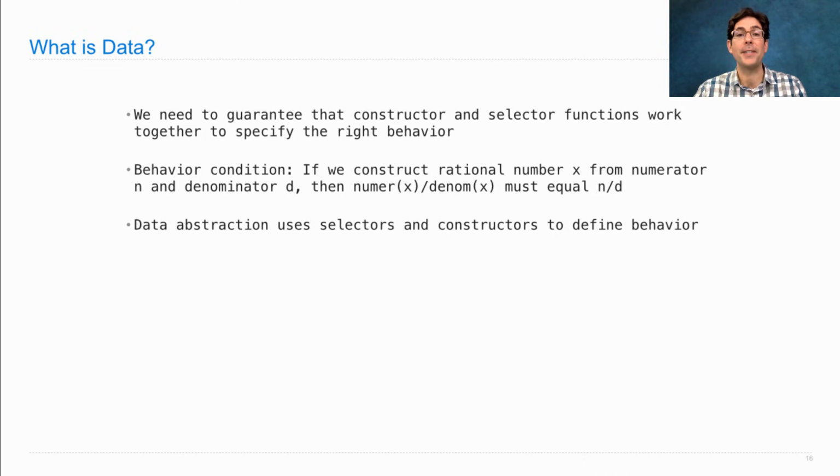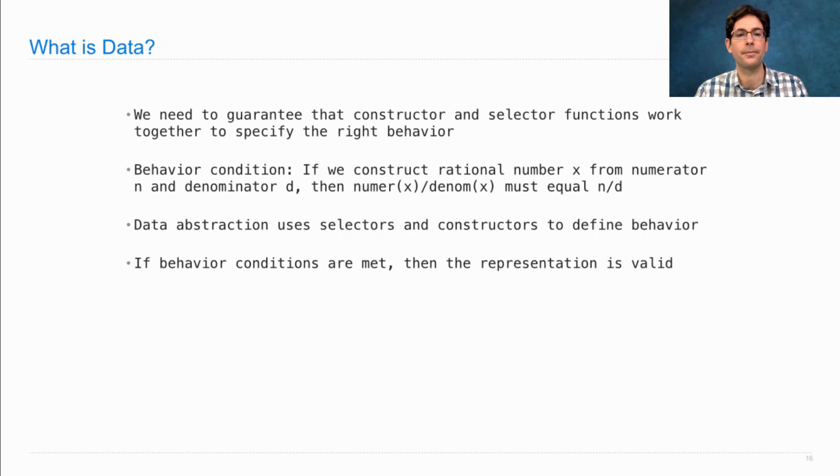Data abstraction uses selectors and constructors to define behavior. That's the whole idea of data abstraction. If the behavior conditions are met, then the representation is valid. So the key underlying idea related to data abstraction is that you can recognize what sort of data something is by its behavior, not necessarily by how you constructed it or how you implemented the constructor and selectors.